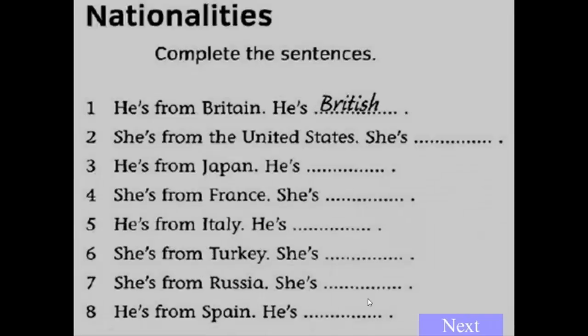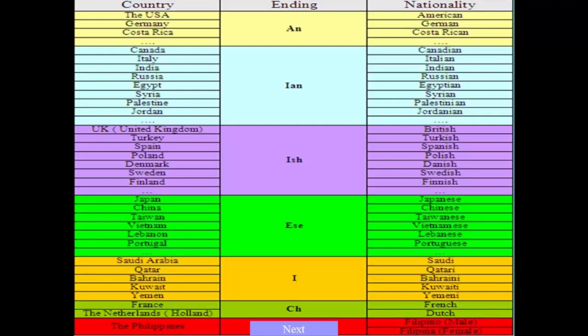Okay, now here's an interesting part that I want to talk about. Okay, so here we have some of the countries around the world, and we have the word endings for when you want to talk about the nationality of someone. So for example, the countries here, the USA, Germany, and Costa Rica. If you want to talk about the nationality of someone from these three countries, we usually put "an" at the end. Okay, so America, American, German, Costa Rican.